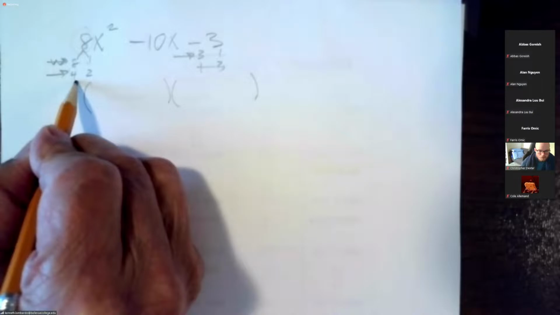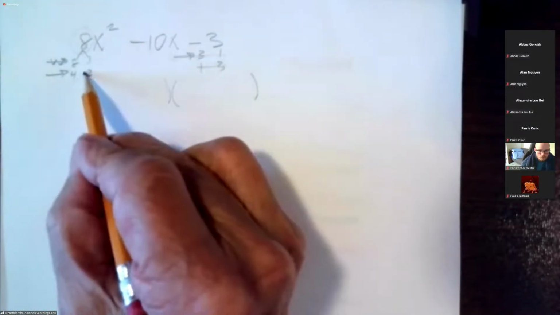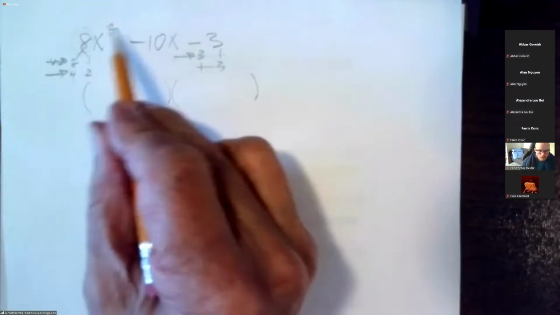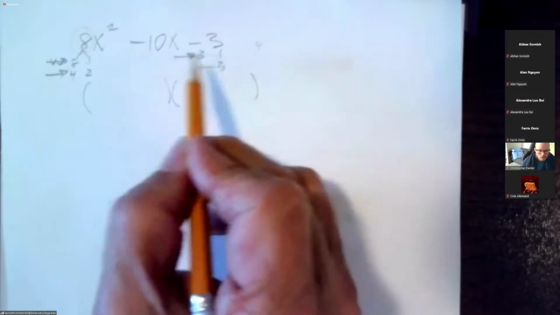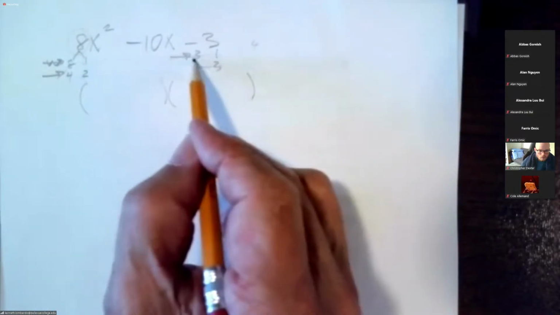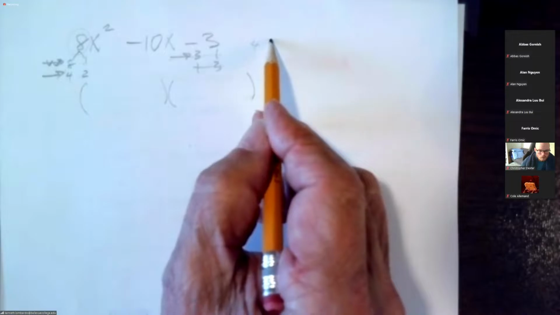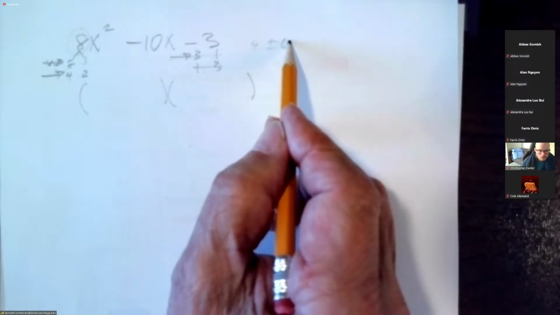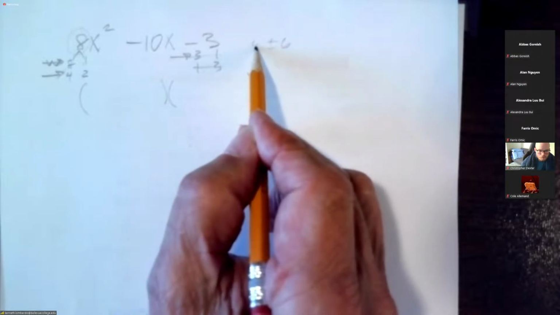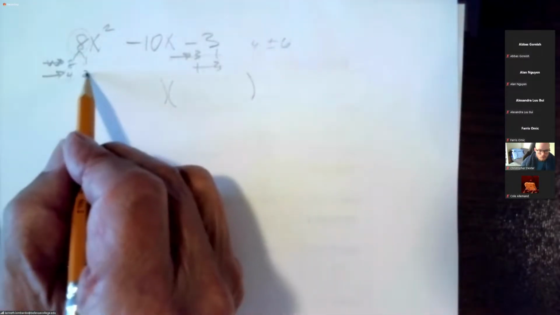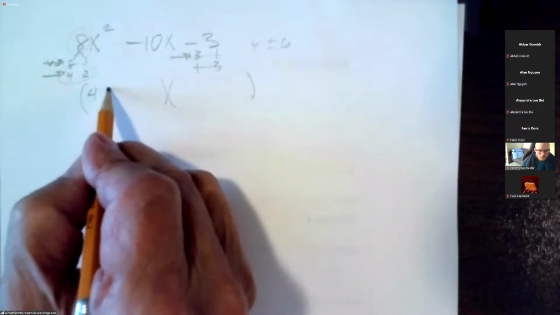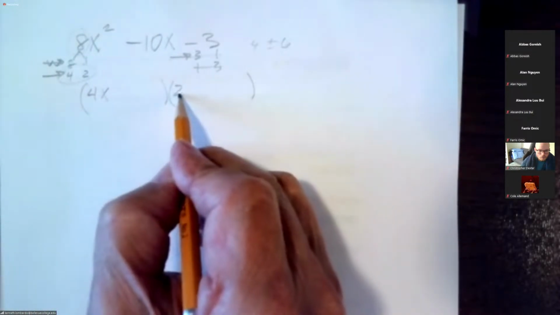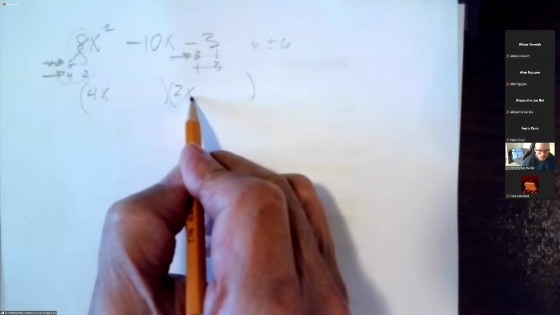So we go down to the next one, and then we start again. Go up to here, 4 outer, 4 times 1 is 4, and then 2 times 3 is 6. That might be plus or minus. If I add 6 and 4, I do get a 10, so that works nicely. So let's put these values in. Here's a 4x, and here's a 2x.